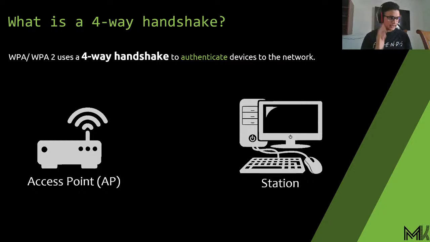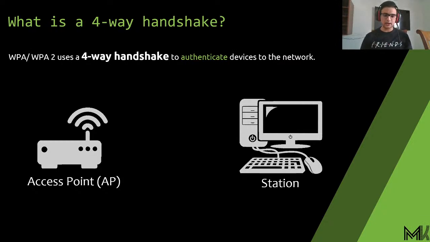Before I actually explain how we crack a network, I'm going to talk about the four-way handshake. It's just a bit of theory. So what is a four-way handshake? For computers, laptops, phones and all, how do we connect to that network? How does a router know that you are the legitimate user? How does it authenticate? That is the process.